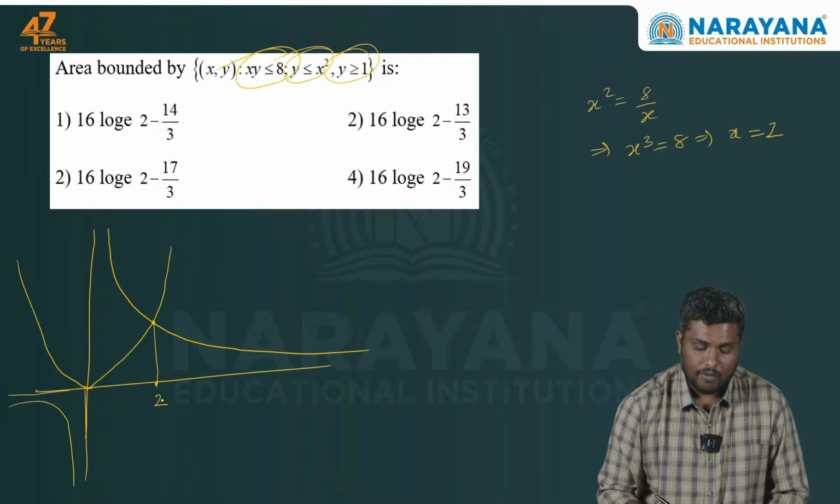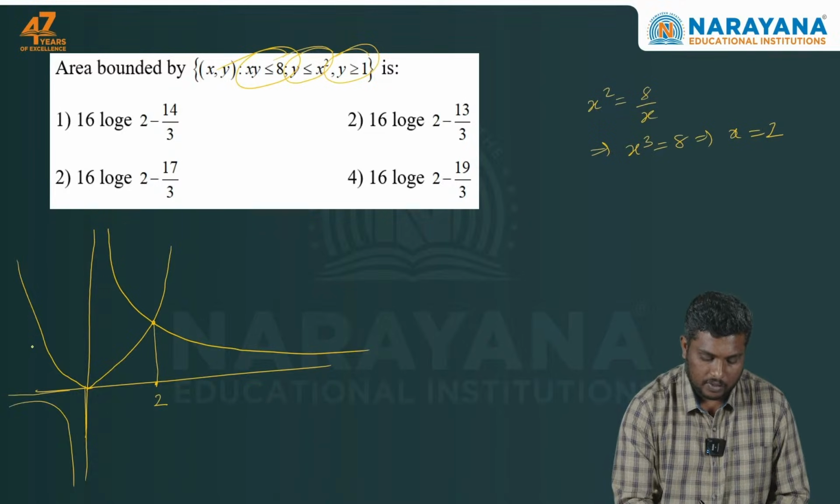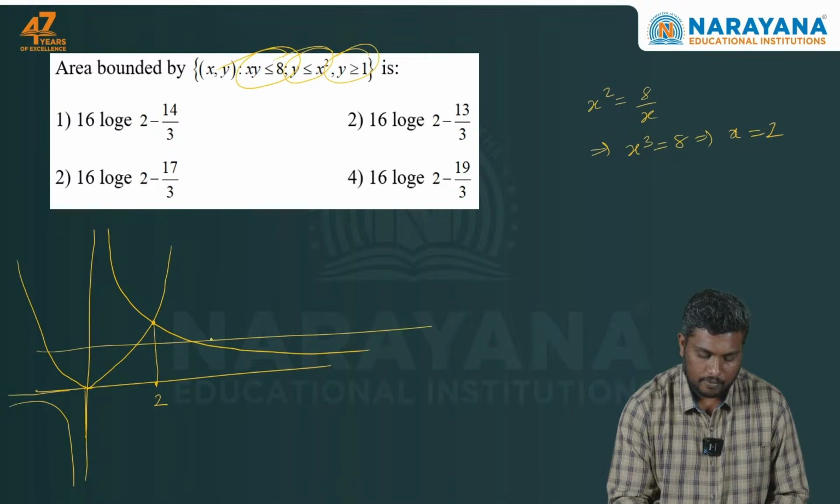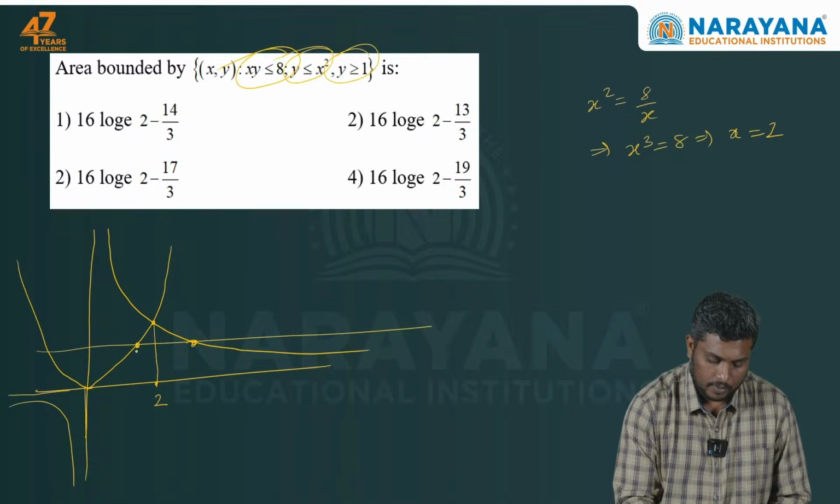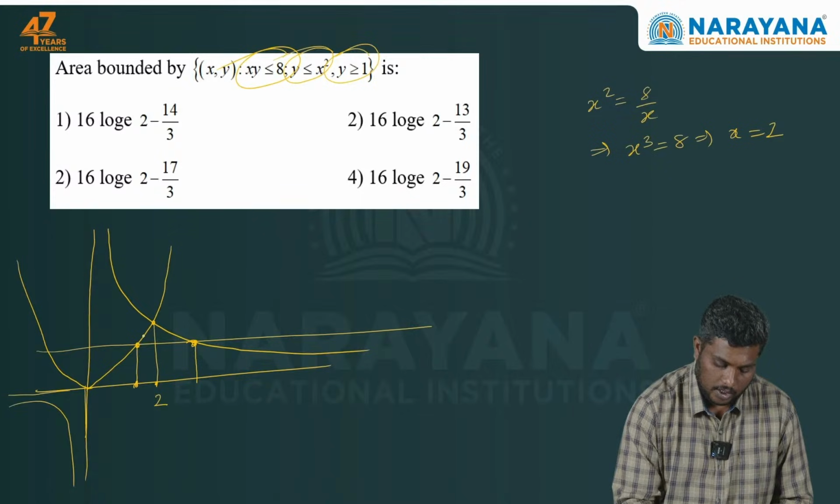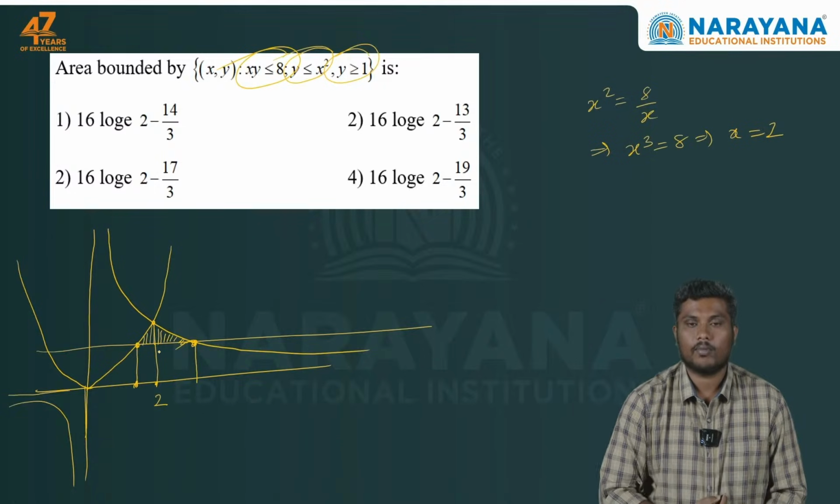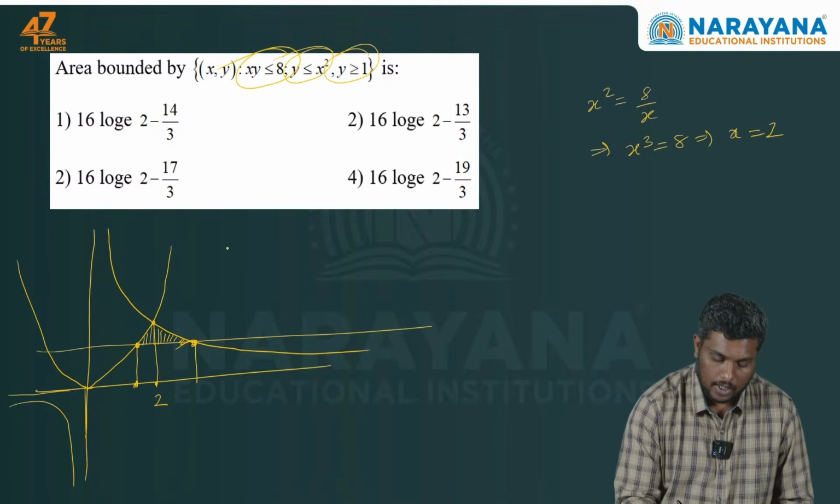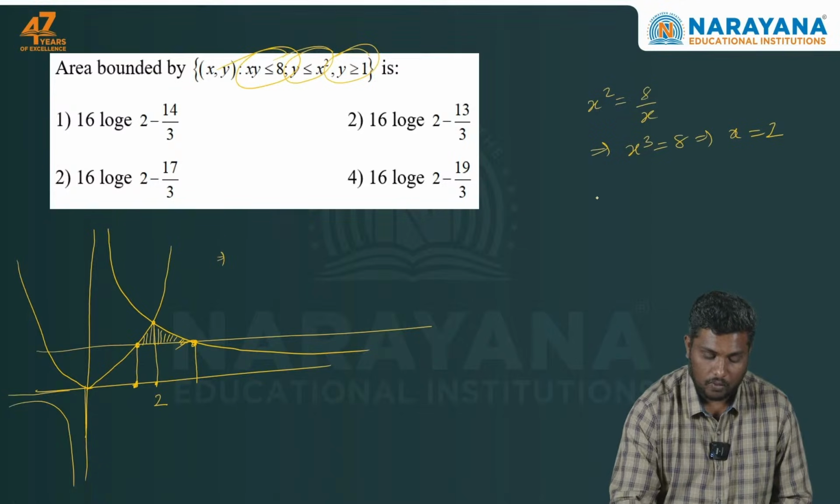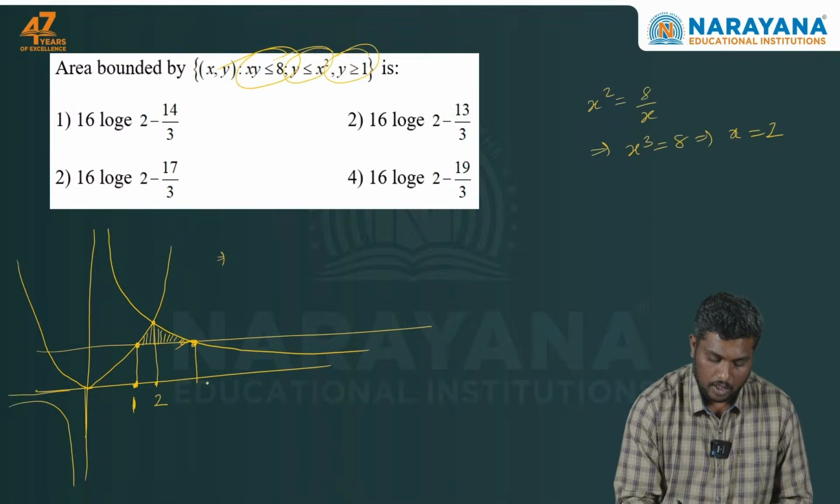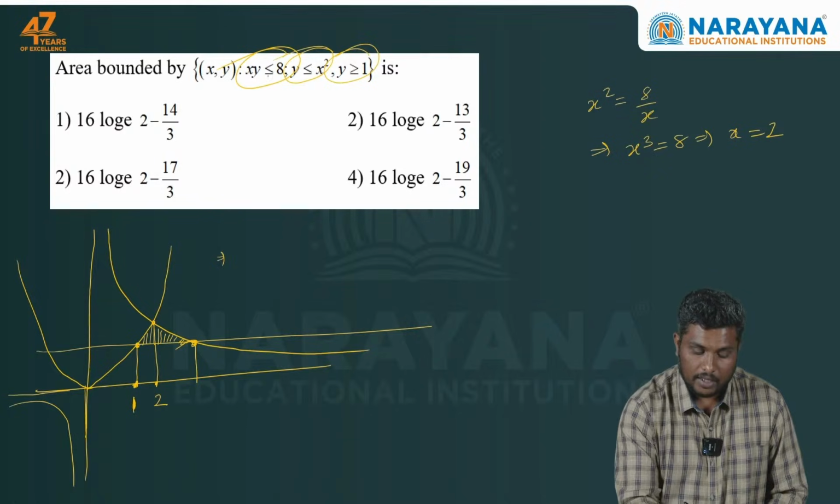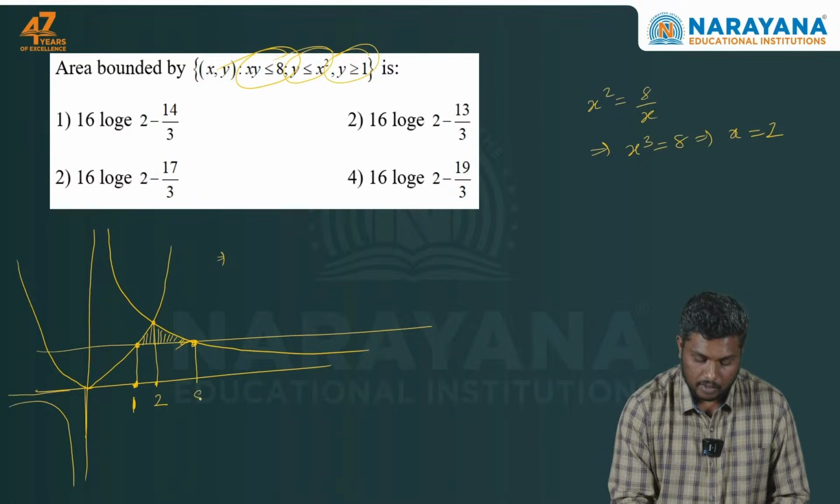And guys, there is a line y greater than or equal to 1, which means y is equal to 1. I am going to draw that line, y is equal to 1. So I am going to find this point as well as this point. So this is the area we are supposed to find. Okay. So clearly I can write down the area. So this point I need to find: putting y is equal to 1, I will get x is equal to 1, and putting y is equal to 1 in the rectangular hyperbola, I will get x is equal to 8.